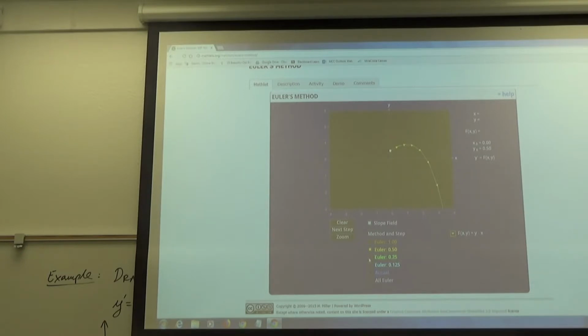If you do Euler's method with more calculation, like every 0.25, look what will happen now. These green lines are shorter, but they are more accurate. It looks more like a curve. And so the more calculations I do, the better approximation I get.